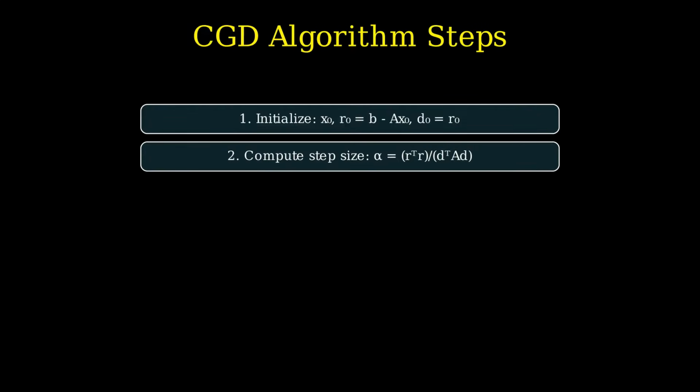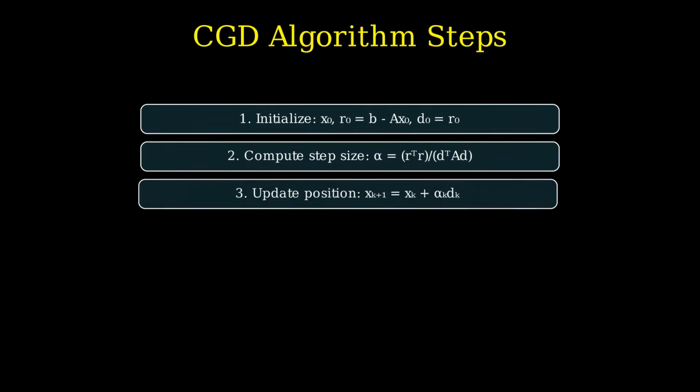Step 2. Compute the step size. Here's where CGD gets smart. We don't need a learning rate. Instead, we compute the optimal step size alpha using this formula: r transpose r divided by d transpose Ad. This gives us the exact step size that minimizes the function along the current search direction. No hyperparameter tuning needed.